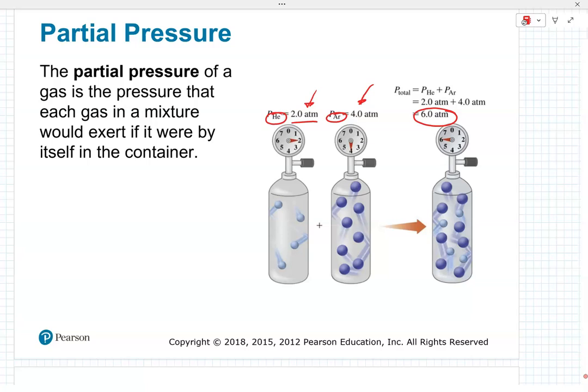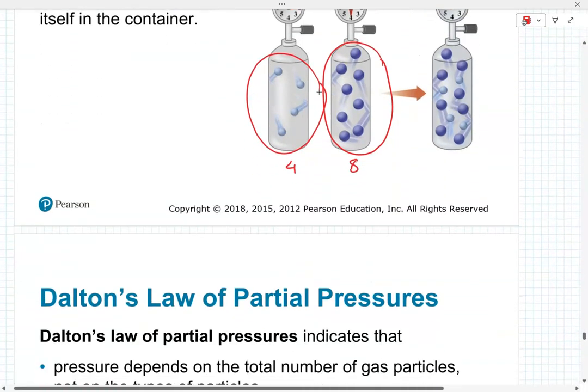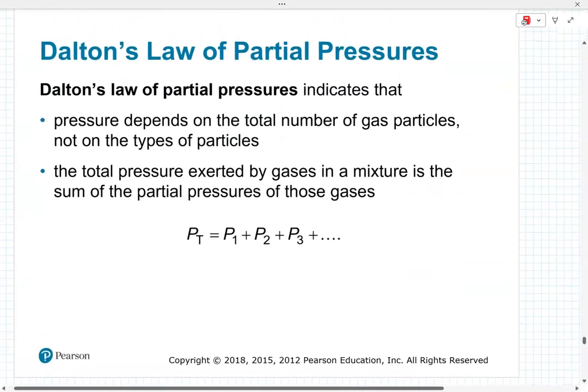Now, it's a hypothetical, how many helium atoms do we have? 4. How many argon atoms do we have? 8. So the amount of argon is 2 times greater than the amount of helium. So the partial pressure of argon will be twice as much as the partial pressure of helium. Okay?